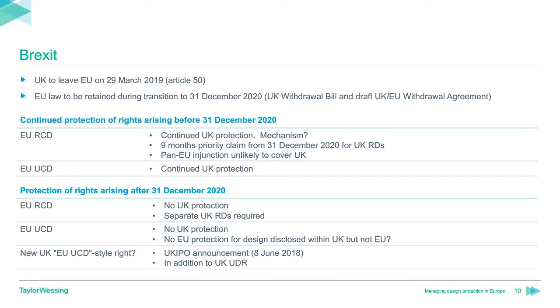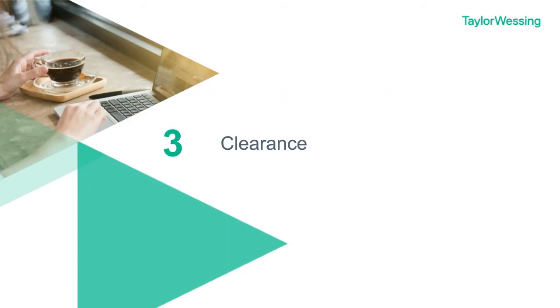And finally, it's been announced at the beginning of the month by the UK IPO that the UK is planning on introducing a new UK unregistered design right, which would be mirroring the EU unregistered community design right. So 3-year protection in parallel with the possibility of a 15-year protection would also cover surface decoration and could raise the issue of US and Japanese designers, for instance, that I mentioned earlier. And we will now move on to clearance.